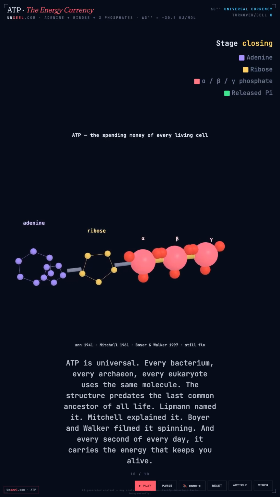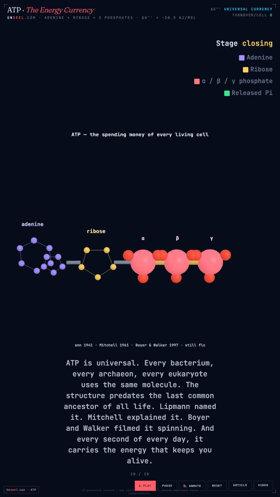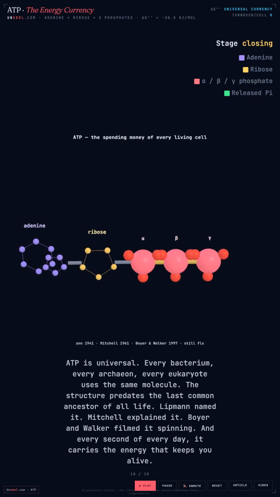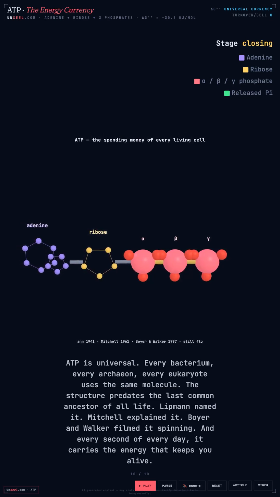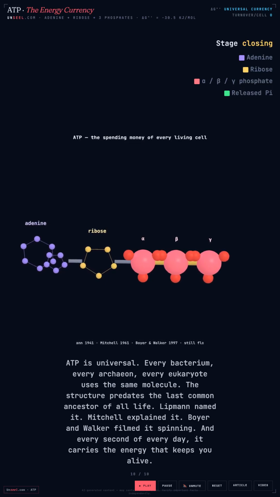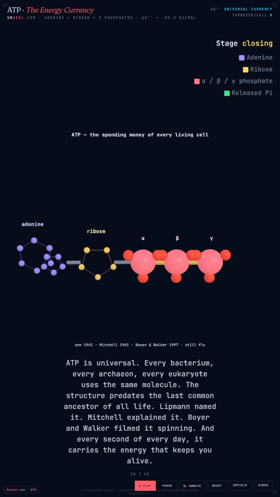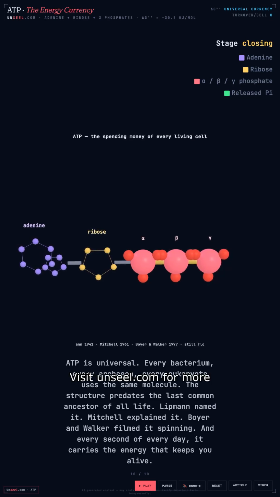ATP is universal. Every bacterium, every archaeon, every eukaryote uses the same molecule. The structure predates the last common ancestor of all life. Lipmann named it. Mitchell explained it spinning. And every second of every day, it carries the energy that keeps you alive.